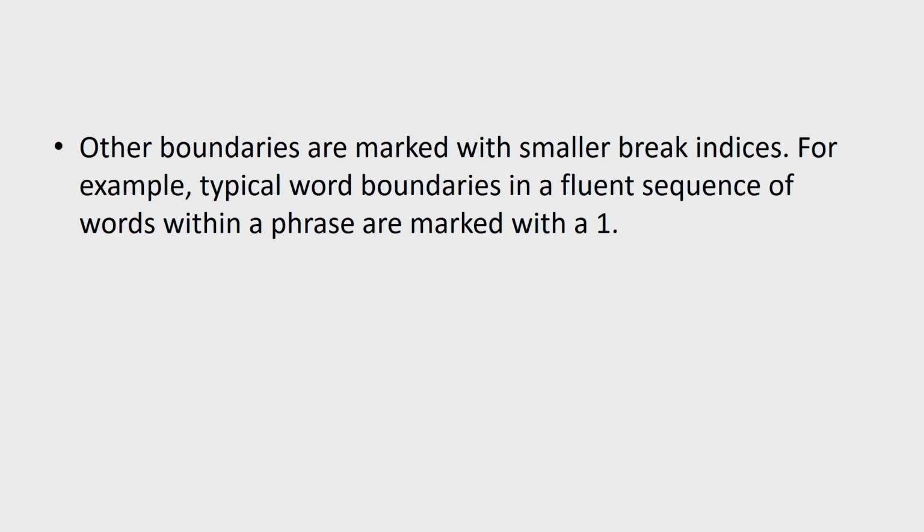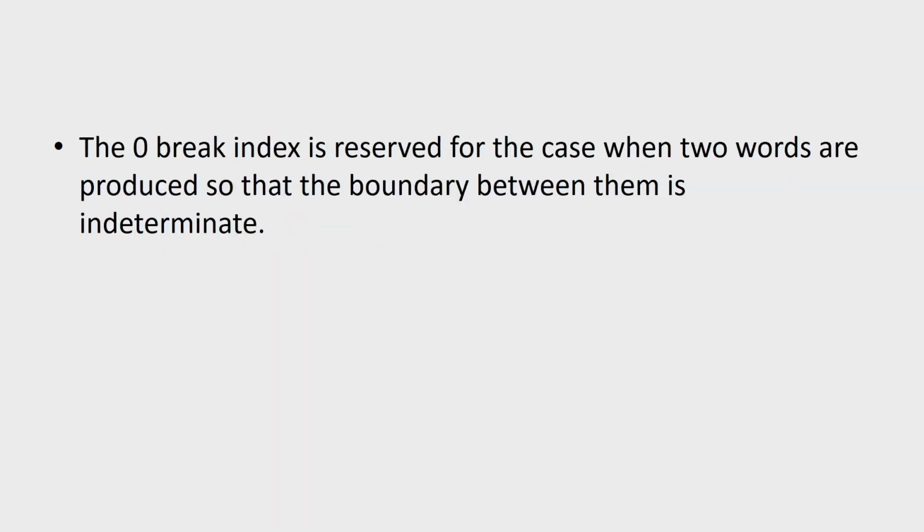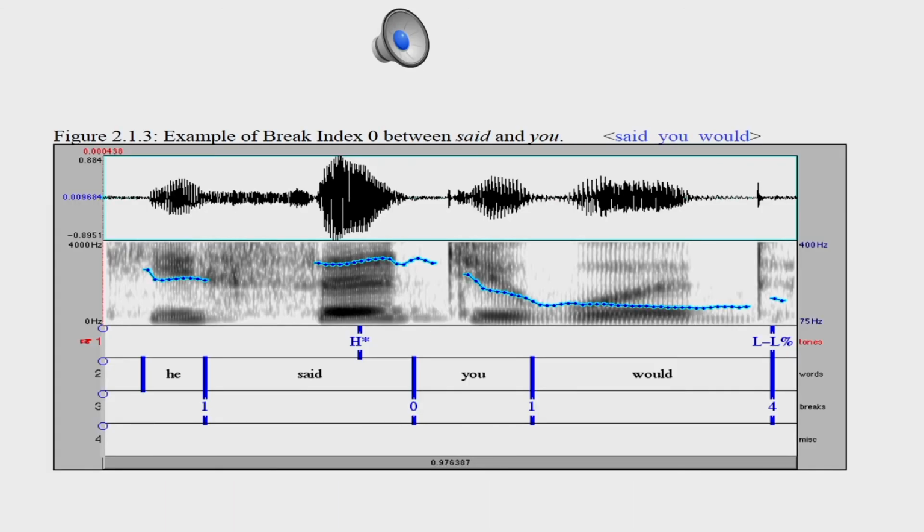If there are 2 IPs in a sentence, even if it sounds like one sentence, like Armani, break, and then the rest of the sentence, that boundary is a 4. Other boundaries are marked with smaller break indices. For example, a typical word boundary in a fluent sentence, between words within a phrase, is marked as 1. Then there are levels of intermediate phrasing between intonational phrases that are marked with break indices 2 or 3. And 0 is reserved for cases when 2 words are produced so that the boundary between them is almost erased.